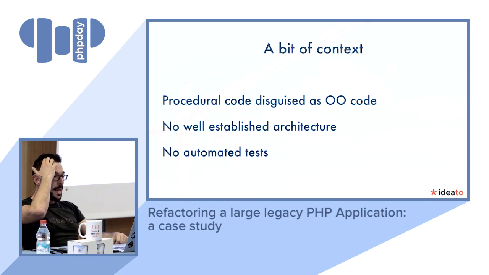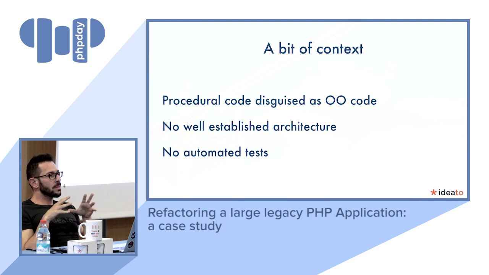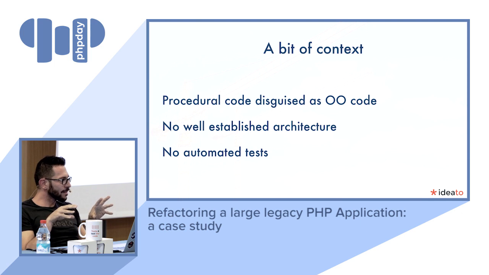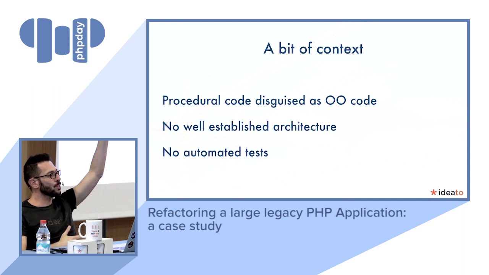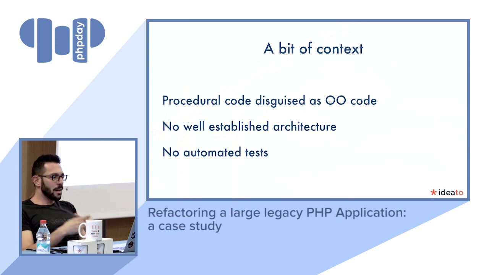And what else? There's a lot of procedural code disguised as object-oriented code. So there are classes, but inside the classes you just have big procedural code, big methods with, I don't know, 1,000 lines, stuff like that. There was, at the time, no clear, well-established architecture. Like, what are we using, MVC or something like that? And obviously there were no automated tests.